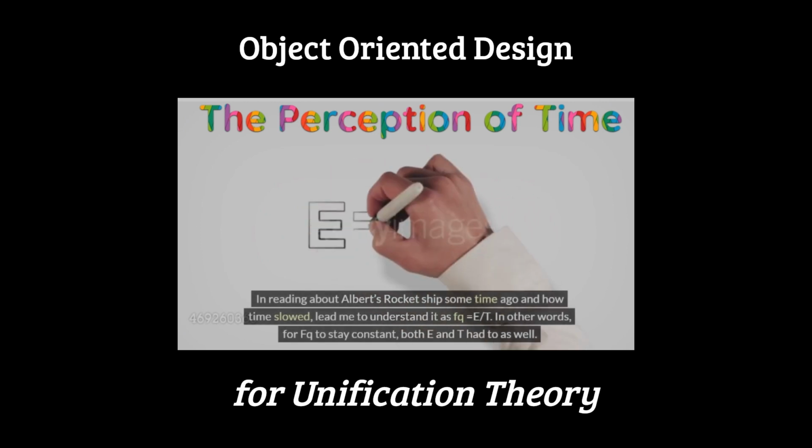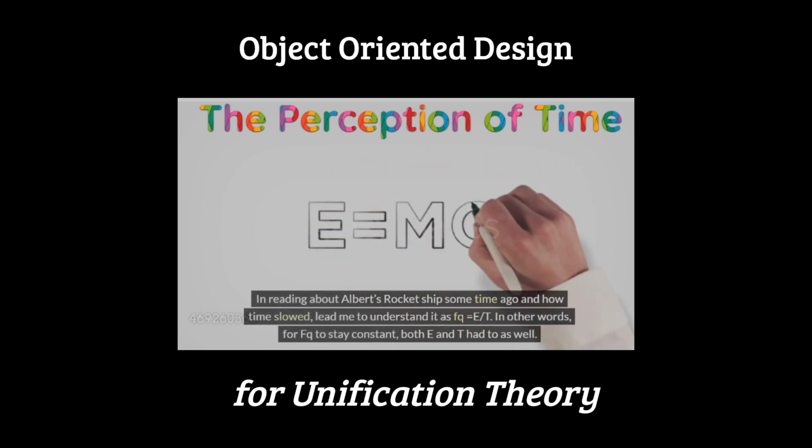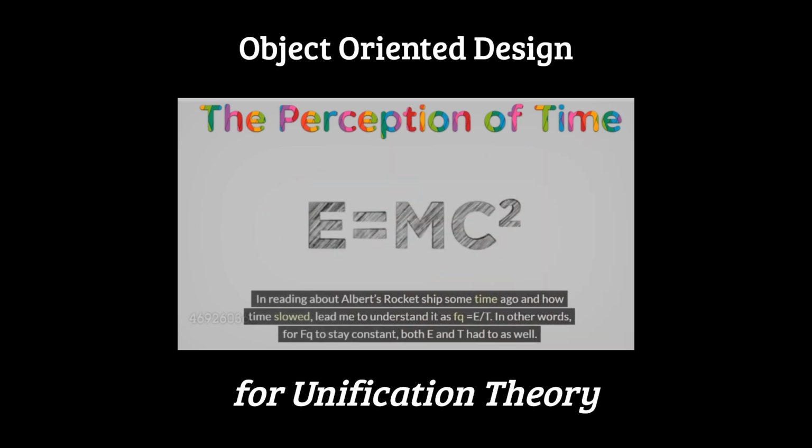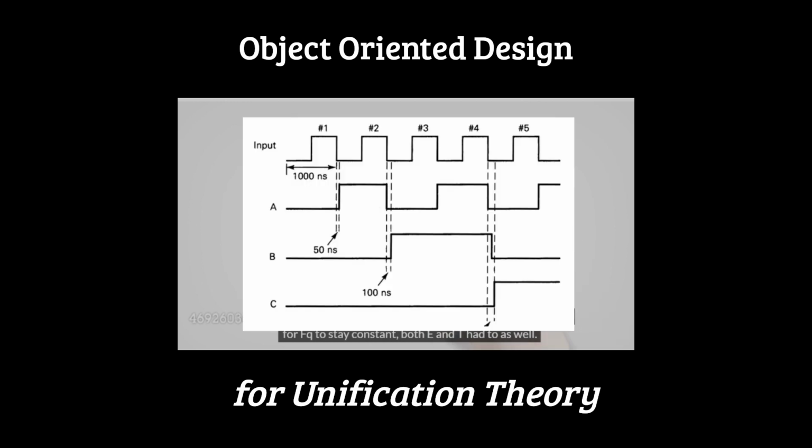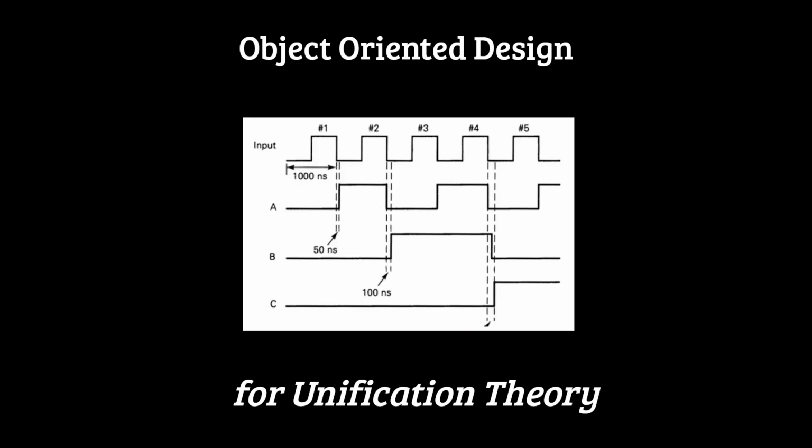In reading about Albert's rocket ship some time ago and how time slowed, I came to understand it as Fq equals ET. In other words, for Fq to stay constant, both E and T had to as well. In analogy, please consider below.